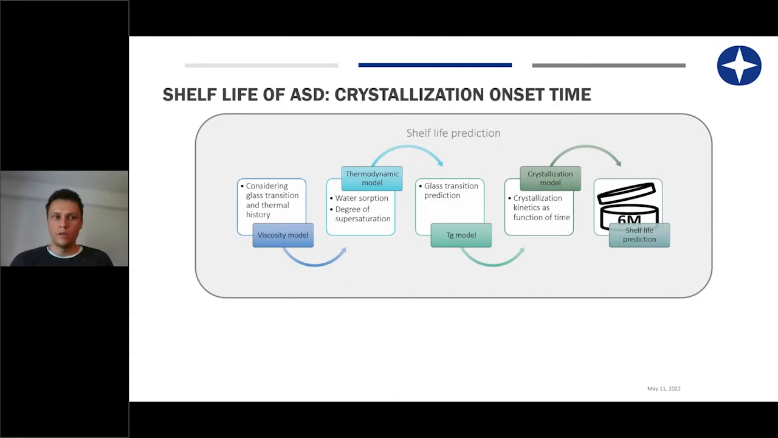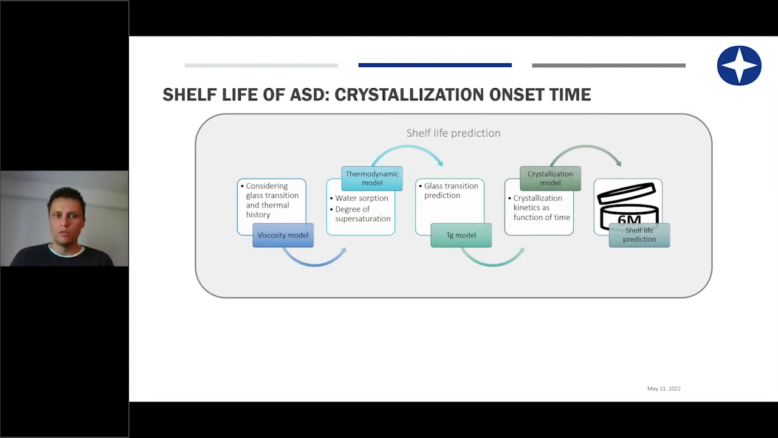Then we need to have thermodynamic information. That means how much water is absorbed at a certain relative humidity, and what the driving force to crystallization is from a thermodynamic point of view, so that we also understand how strong the driving force is and how high the risk of crystallization is at a certain drug load. The next thing we need to know is the glass transition as such, because this is a main influence on the viscosity, and depending on whether we are above or below the glass transition, there is a completely different viscoelastic behavior.